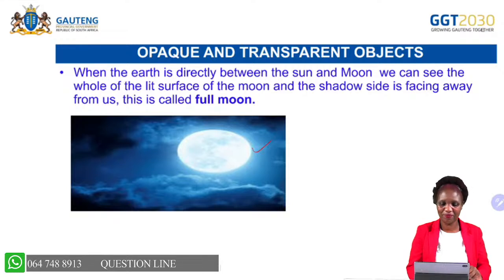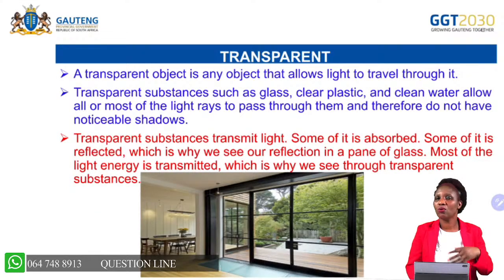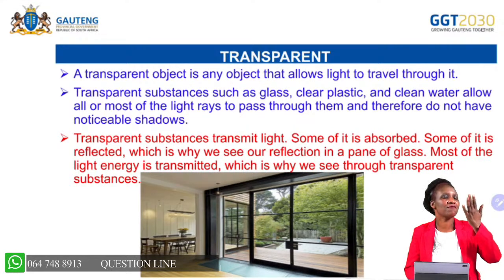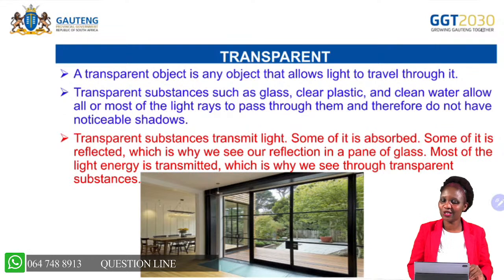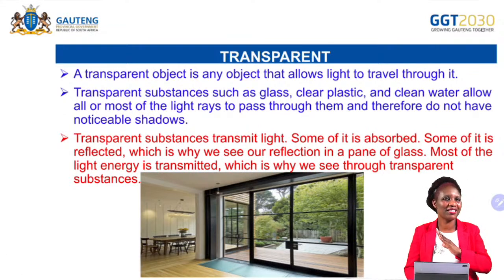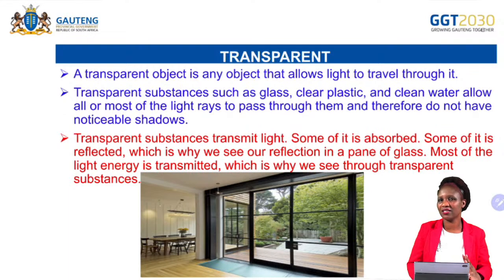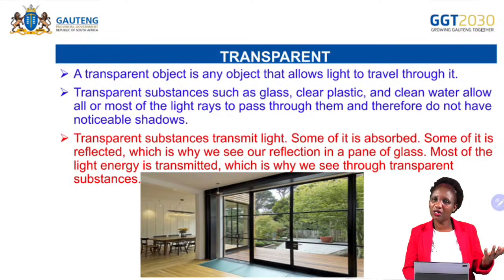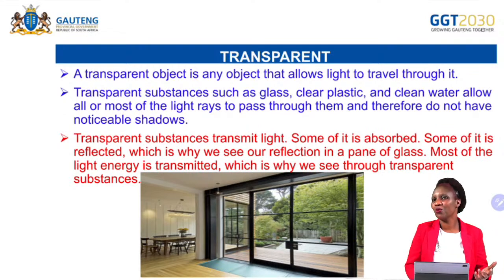It's shiny. And then why are we saying it's shiny? Because it is reflecting light from the sun. And then let's go to transparent. Remember what we said about transparent. It allows light to travel through. We can see through a transparent object. For example, the glass doors or the windows that are transparent. You can see an image outside. It means what? The light is traveling through.